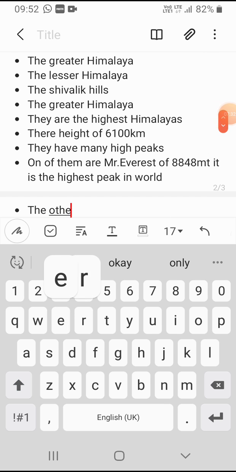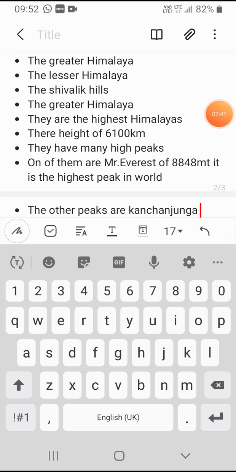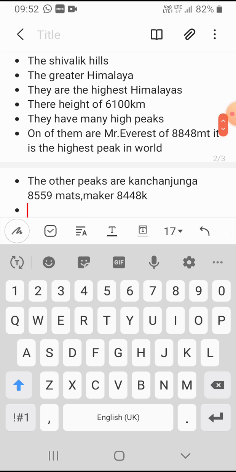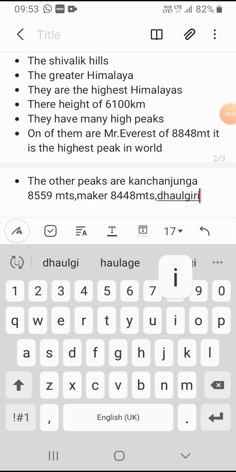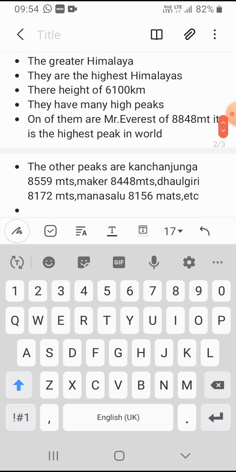Mount Everest. The other peaks are Kanchenjunga, of height 8,559 meters, Makalu, 8,448 meters, Dhaulagiri, 8,147 meters, and Manaslu, of height 8,156 meters, and other mountains that have this much height.